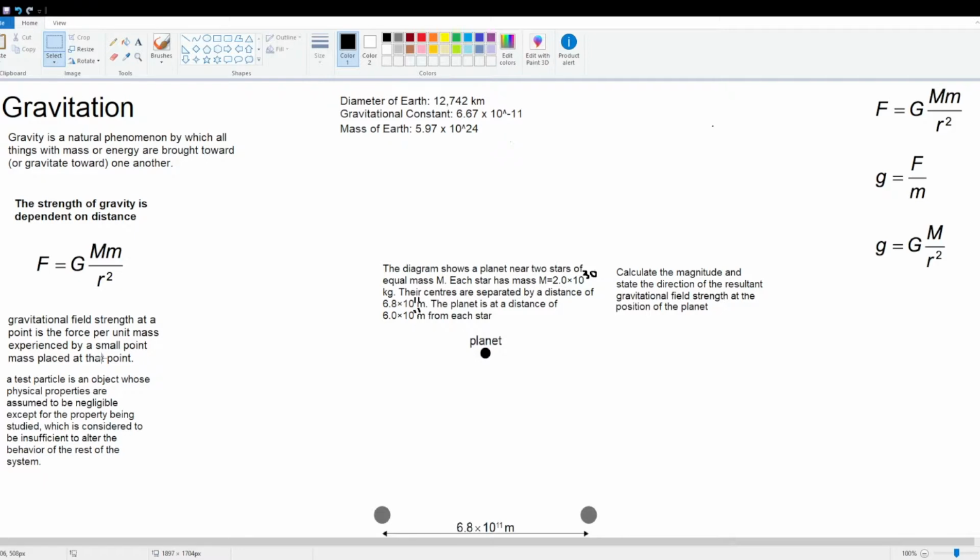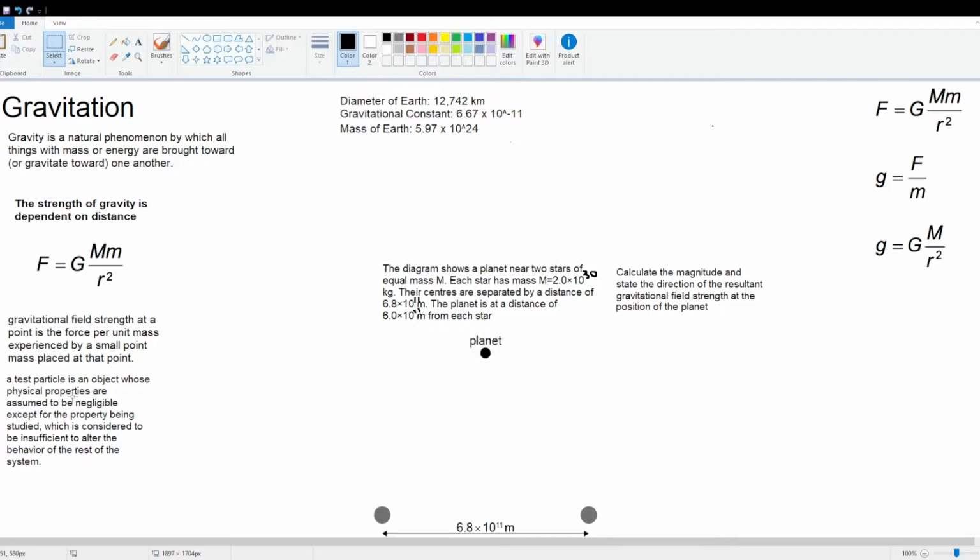Now the reason it has to be a particle with very tiny mass is because a test particle or test mass has to have a mass that does not disrupt the gravitational field of the Earth. If we, instead of making it a particle, made it a larger object, that would have an effect on the gravitational field of the Earth, and so we wouldn't really be able to get an accurate value.